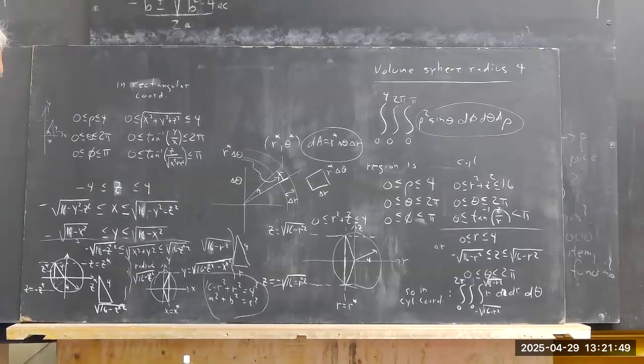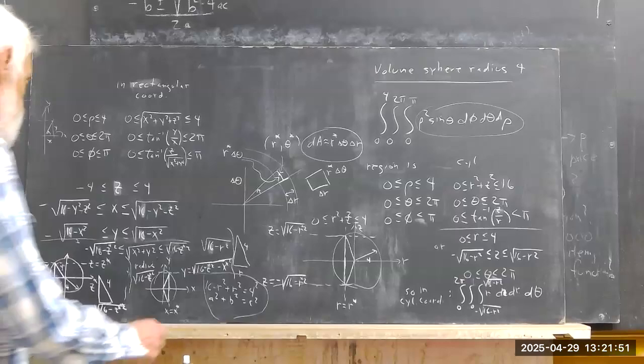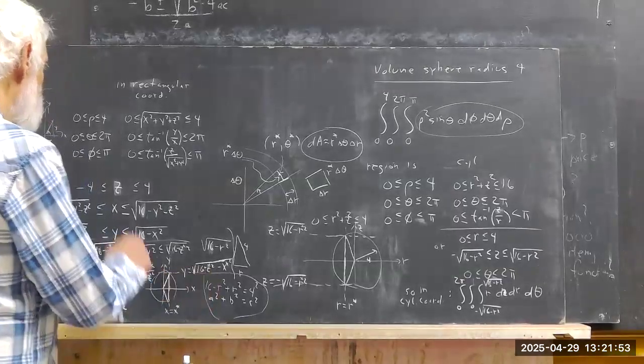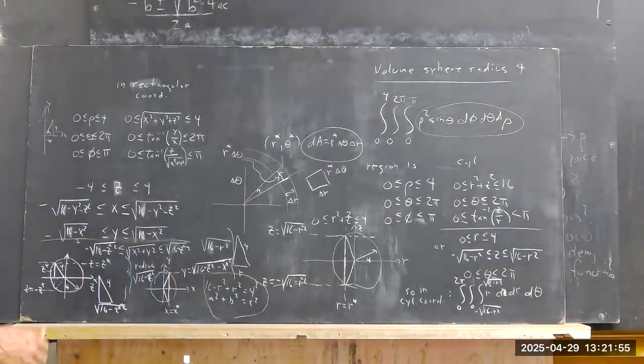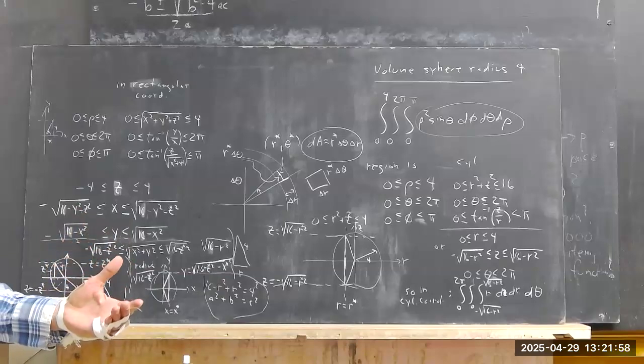Had I chosen a y star, I would have gotten these. Is that clear? Want me to draw it out a little bigger?